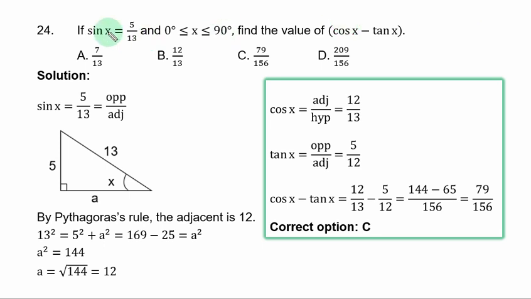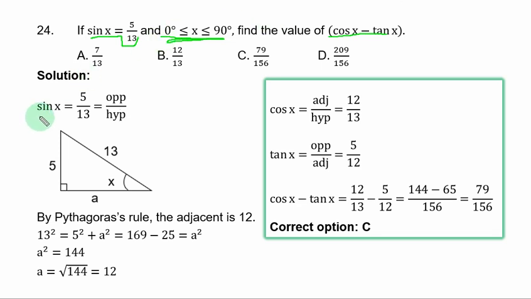Question 24. If sin S is equal to 5/13 and 0 degrees less than or equal to S less than or equal to 90 degrees, this shows that all the ratios are in the first quadrant. Find the value of cos S minus tan S. In order to get cos S and tan S, the adjacent is needed, but sine is opposite over hypotenuse. With the information about sine, you need to get the adjacent side.